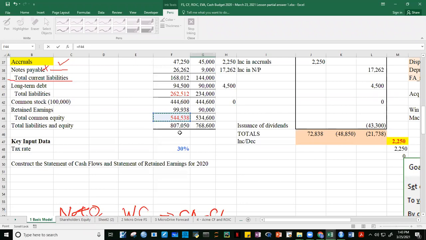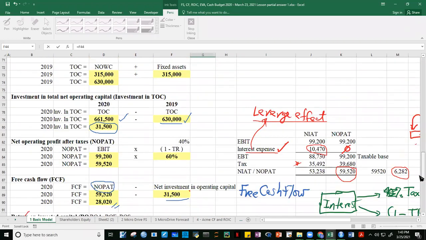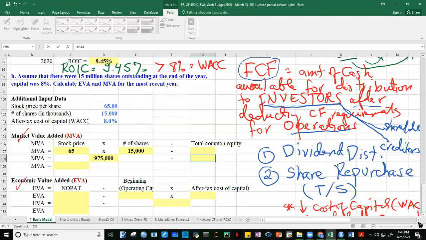544,538. As of December 31, 2020, yung value ng common equity natin, yung book value, is 544,538. Okay, so I copied that here. Therefore, we can now compute for the market value added, which is just the difference between the market value, magkano yung market value ngayon ng equity versus yung book value, magkano yung value na makikita natin sa balance sheet.